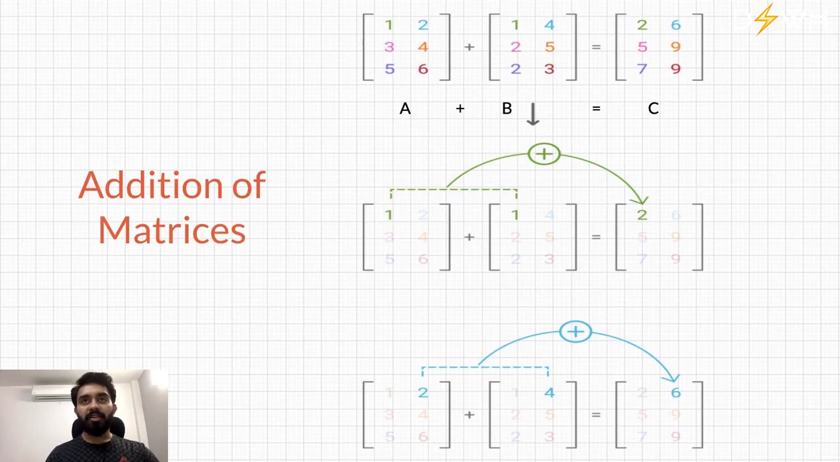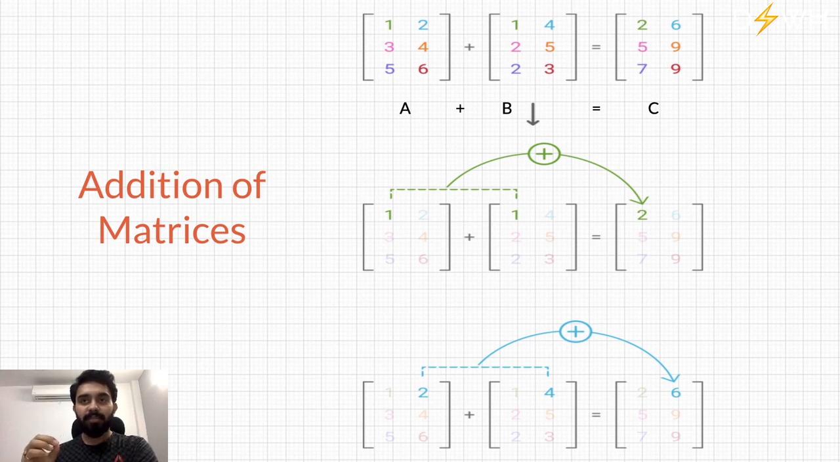Now let's talk about addition of matrices. You can add two matrices of the same shape. Here we have A and B, both of which have the shape of 3 cross 2. If you see, when we add these two matrices, each cell of matrix A gets added to the corresponding element in matrix B, as you can see from the green line in the example, and the sum is placed in the resulting matrix C at the same position.